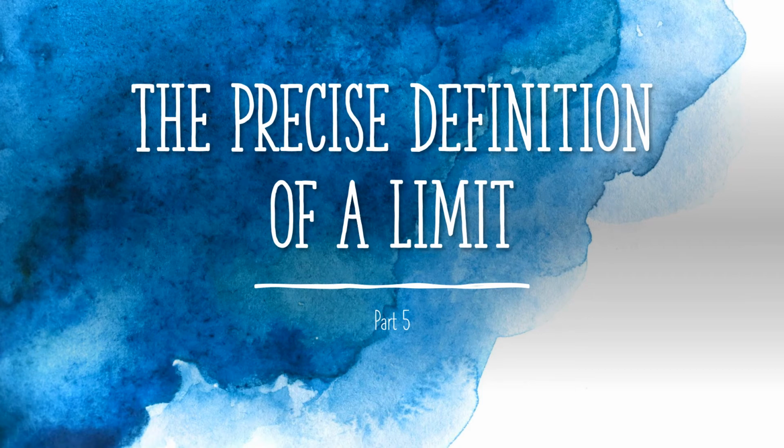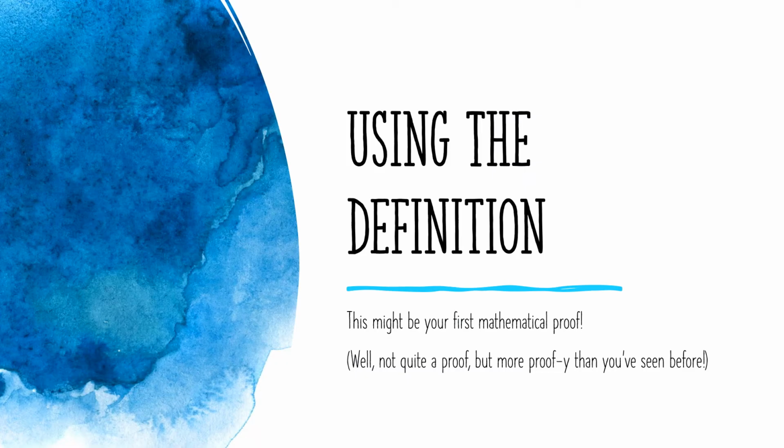The precise definition of a limit, part 5. Now that we have the precise definition of a limit, we're going to start using it. This might be your first mathematical proof. It's not quite a proof, but it's probably more proofy than you've used math in the past.